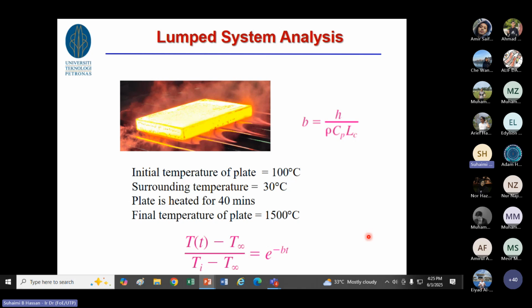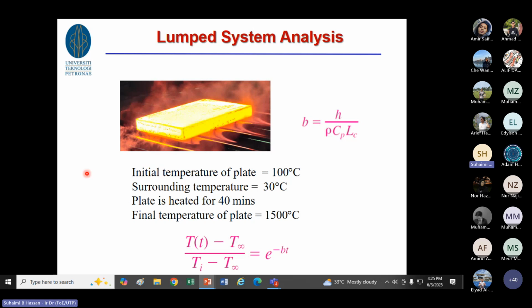We have the plate. Initial temperature of the plate is 100. The word initial, okay, take note. Initial is TI. They already give you some clue. The initial is TI 100. Surrounding, of course, is T ambient. So you have 4: initial, surrounding, TT, and time. The plate is heated for 40 minutes, that is the time. Final temperature is 1500. So that means all of this is given.